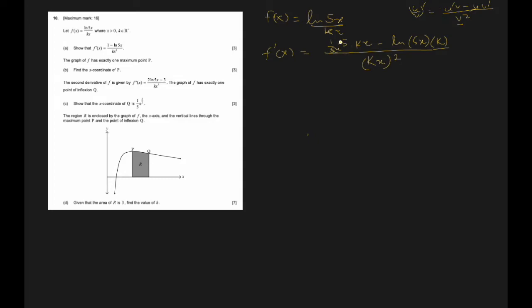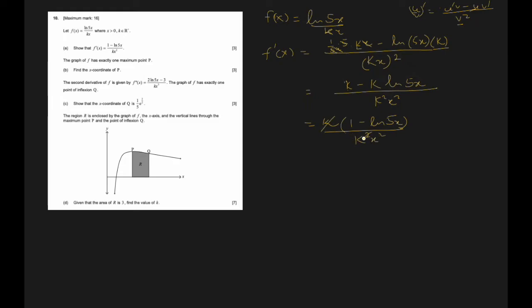So we can cancel 5 and 5 here, x and x here. So the denominator will be k square x square, and what will be the numerator here? Only k is left here. Yes, only k. Minus, here it will be k ln 5x. Okay, in these two terms we can see that k is common, so let's take k common. We are left with 1 minus ln 5x over k square x square.